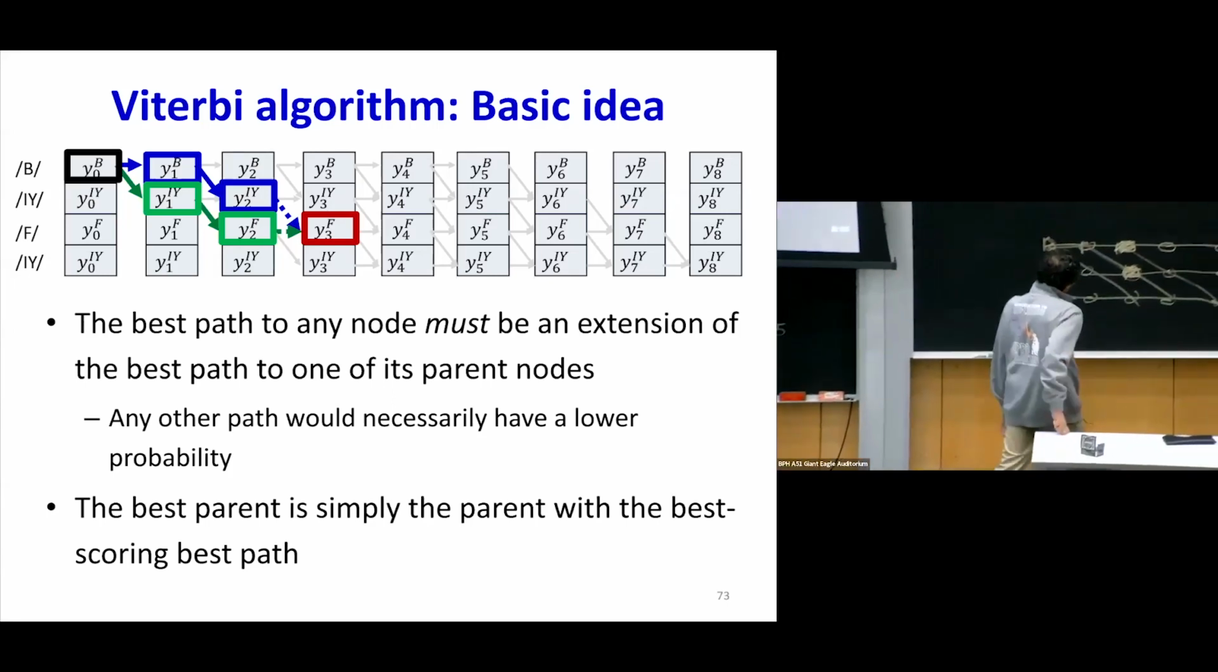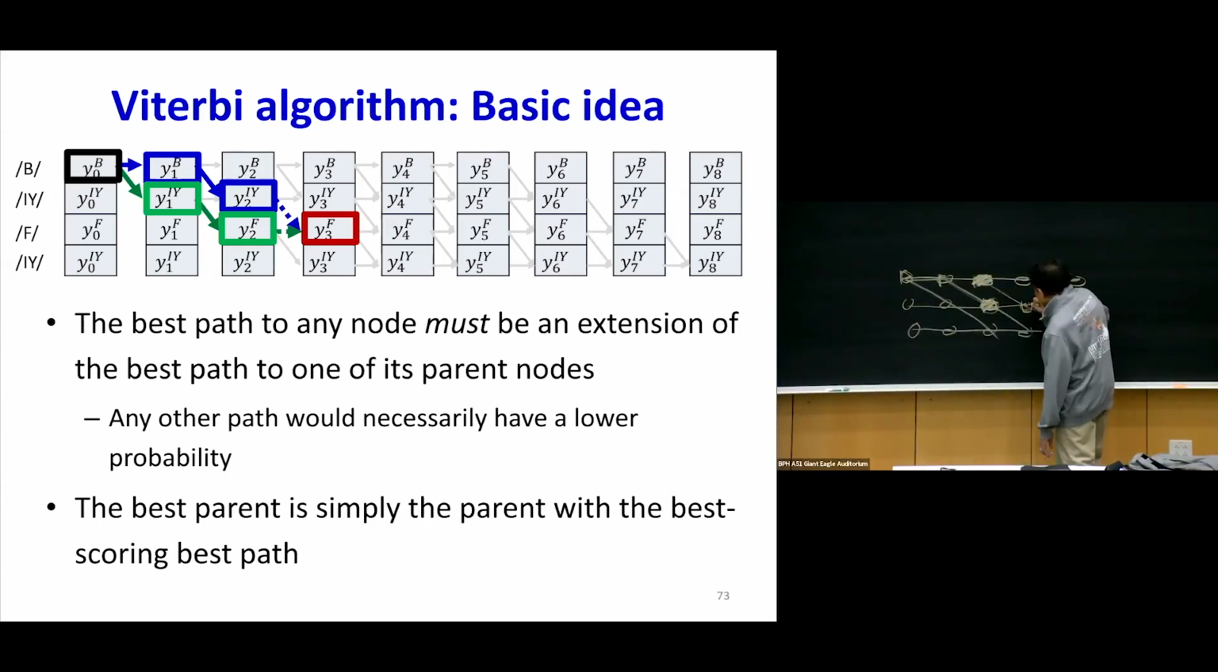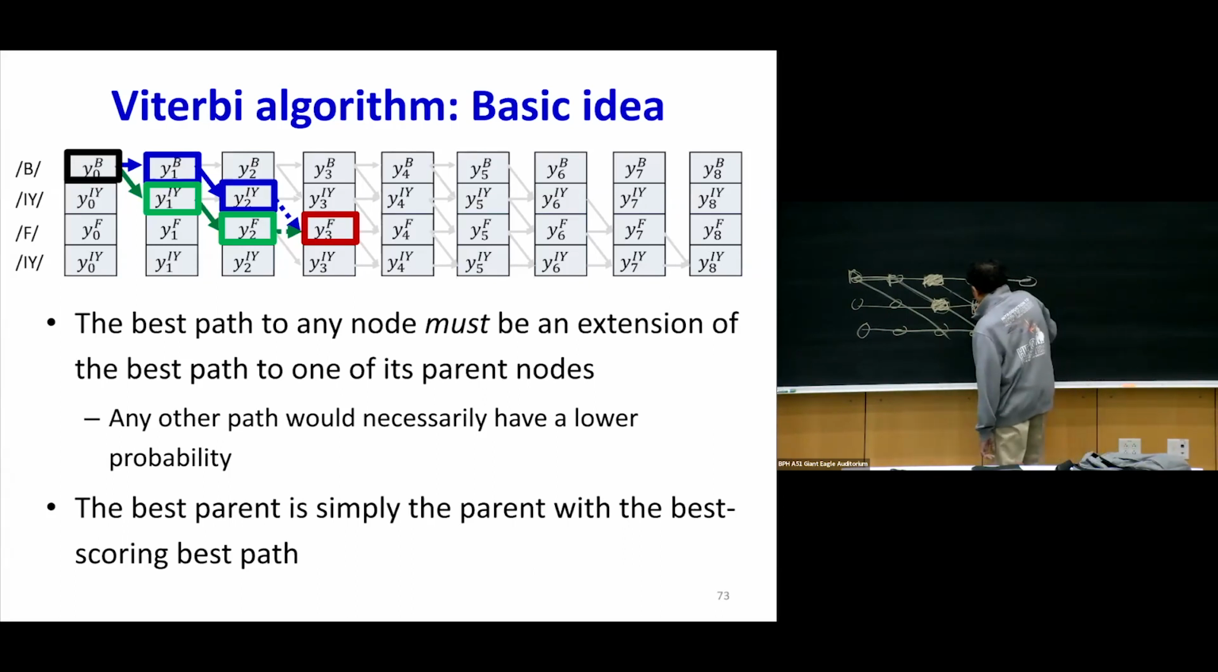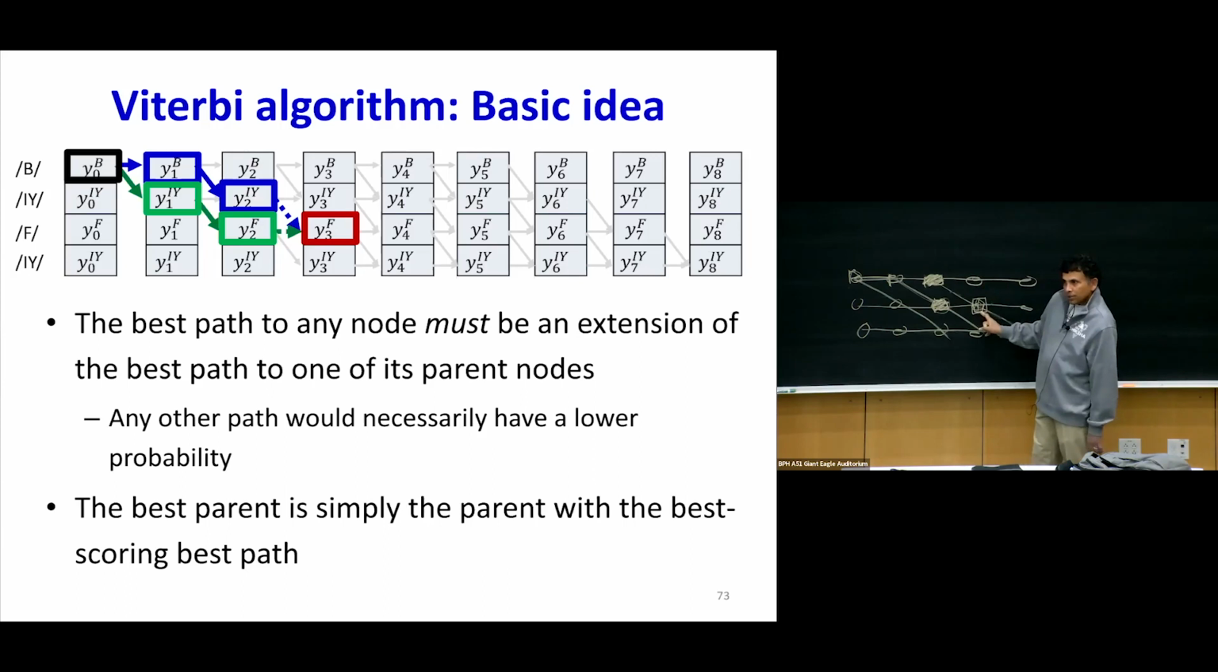So if I want to find the most likely path to this node, it must be an extension of the most likely path here or the most likely path here. It cannot be anything else. It cannot be an extension of the second most likely path to this node, because then, since you're simply patching in the new node, that would still score poorer, right? So for this node, I just have to find out which of these 2 scored higher and extend it. That make sense?